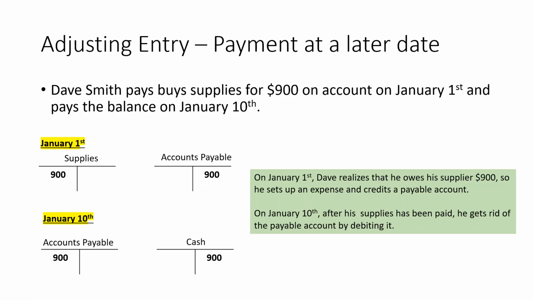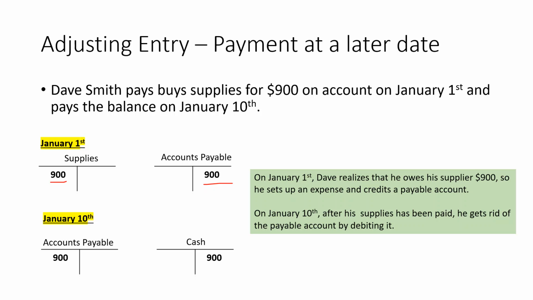Let's look at payment at a later date. Let's say Dave Smith buys supplies for $900 on account on January 1st and pays the balance on January 10th. In other words, he's buying supplies and then saying that he'll pay later. So on January 1st, his business has received supplies, which could be goods for whatever purpose. Therefore, to increase an asset account, you debit supplies for $900, but he has a legal obligation to make a payment in the future. And what do you do in this case? Well, you simply credit accounts payable for $900.